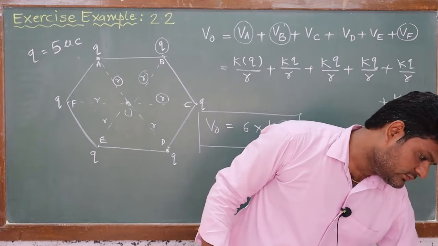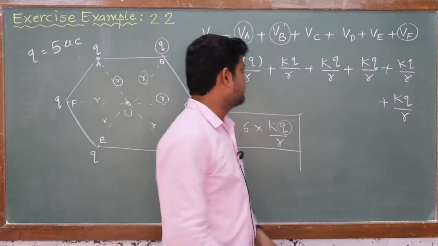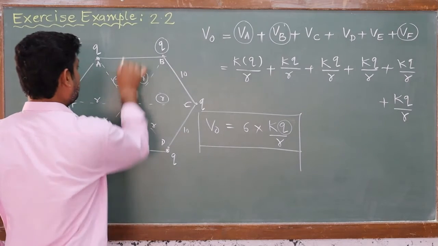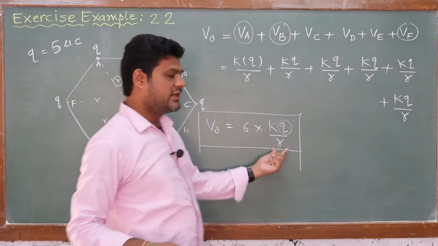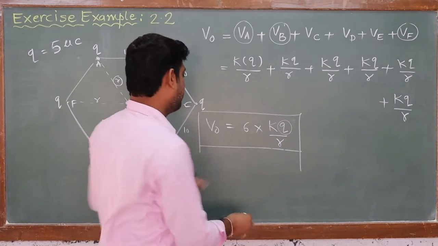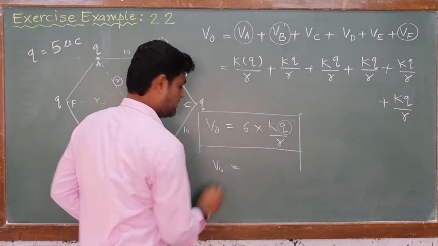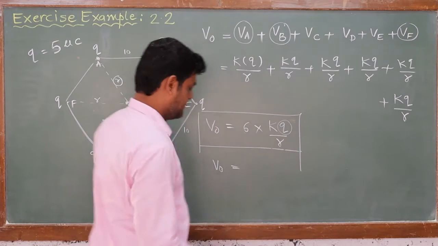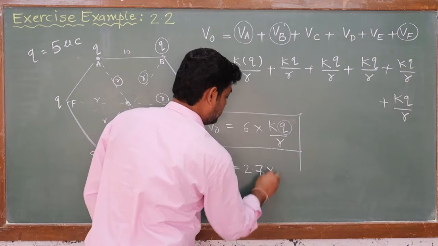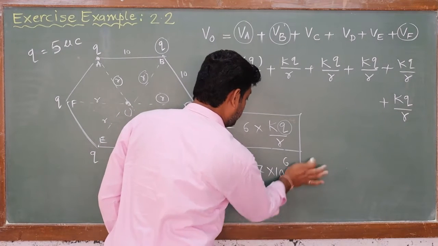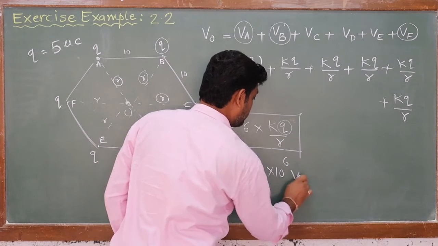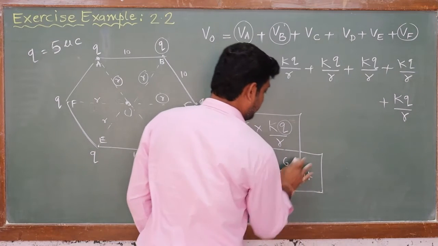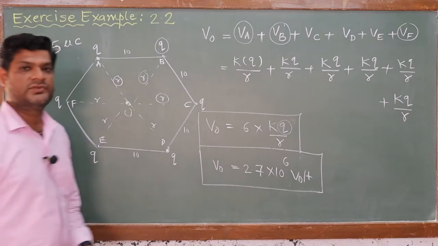Right? So the sides are given, 10 centimeter, 10 centimeter, 10 centimeter. So with the help of this you can calculate R. Now you just put the value, you can get the answer, and the answer is near about potential at point O, that will be 2.7 times 10 to the power 6 volt. This will be your answer. Correct? You can try, you will get this answer.